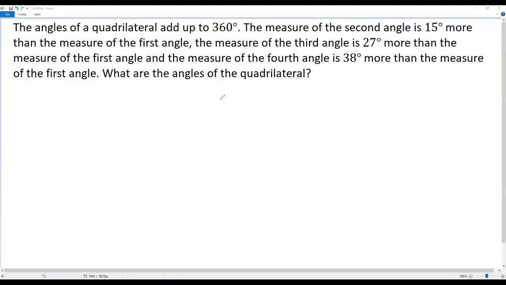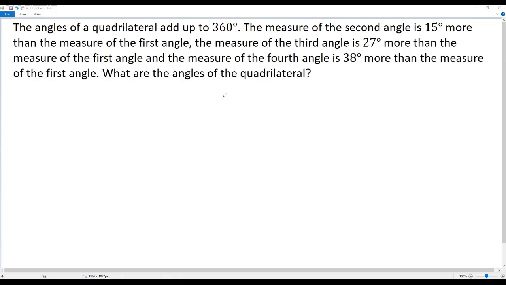Here we have a word problem on quadrilateral. Okay, let's go with the question. The angles of a quadrilateral add up to 360 degrees. The measure of the second angle is 15 degrees more than the measure of the first angle. The measure of the third angle is 27 degrees more than the measure of the first angle. And the measure of the fourth angle is 38 degrees more than the measure of the first angle. What are the angles of the quadrilateral?